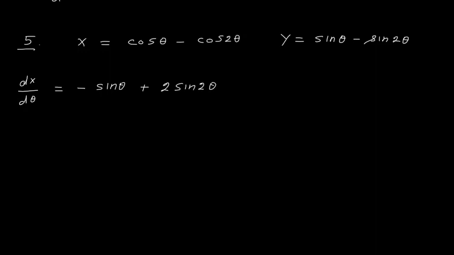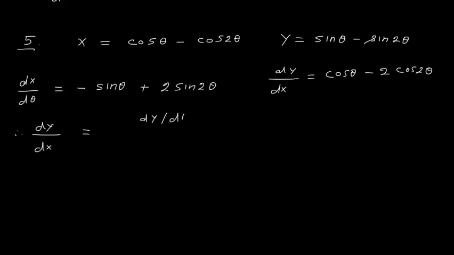This is dx upon d theta. Similarly, dy upon d theta will be the derivative of sin theta, which is cos theta, minus 2 cos 2 theta. So therefore, dy upon dx will be equal to dy upon d theta upon dx upon d theta.